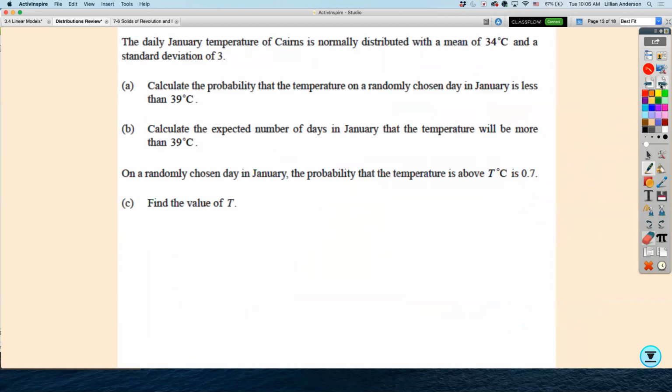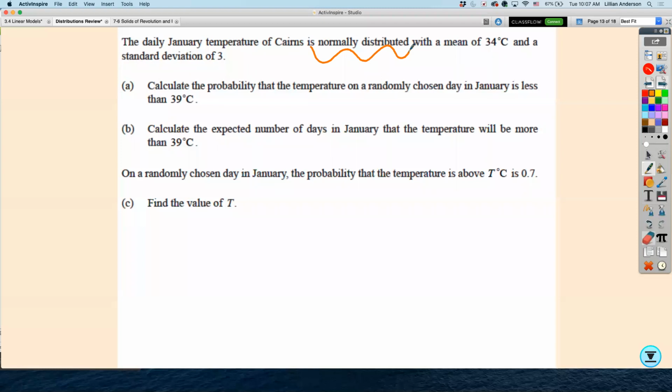All right, let's take a look at an example here. You don't have to write this down. I am recording. You can go back and look at it later. I'm just trying to refresh your memory about this. The daily January temperature in Cairns is normally distributed with a mean of 34 degrees Celsius and a standard deviation of 3. One thing that gives this problem away, because in a distribution quiz, you got to know if this is a probability distribution, binomial distribution, or normal distribution. What gives this one away? Normally distributed. Use your context clues, y'all, which means you're dealing with normal CDF, inverse norm, that whole thing.